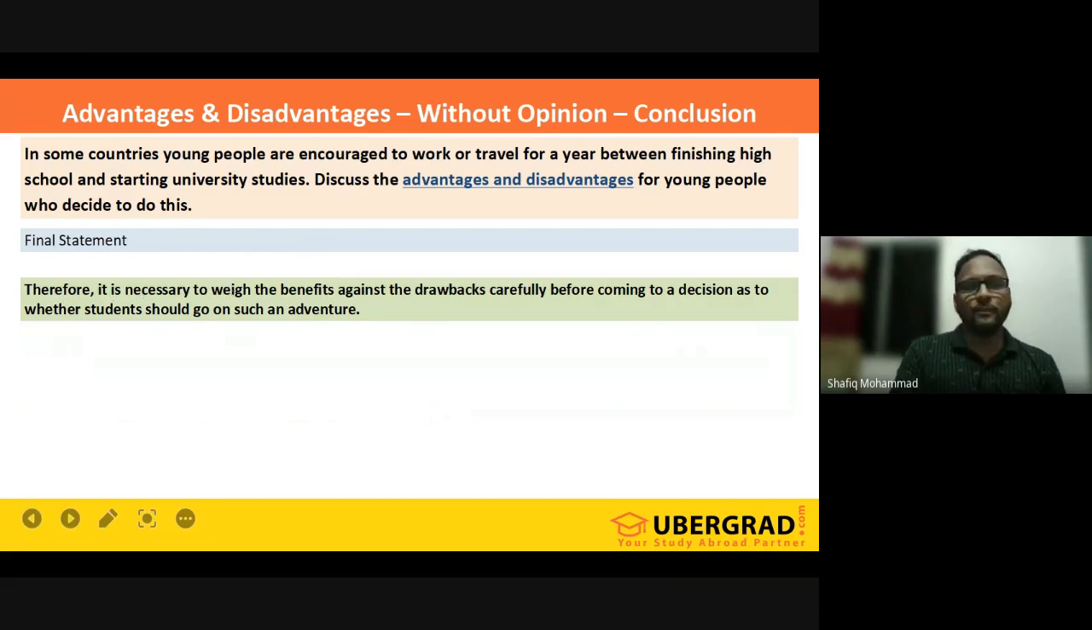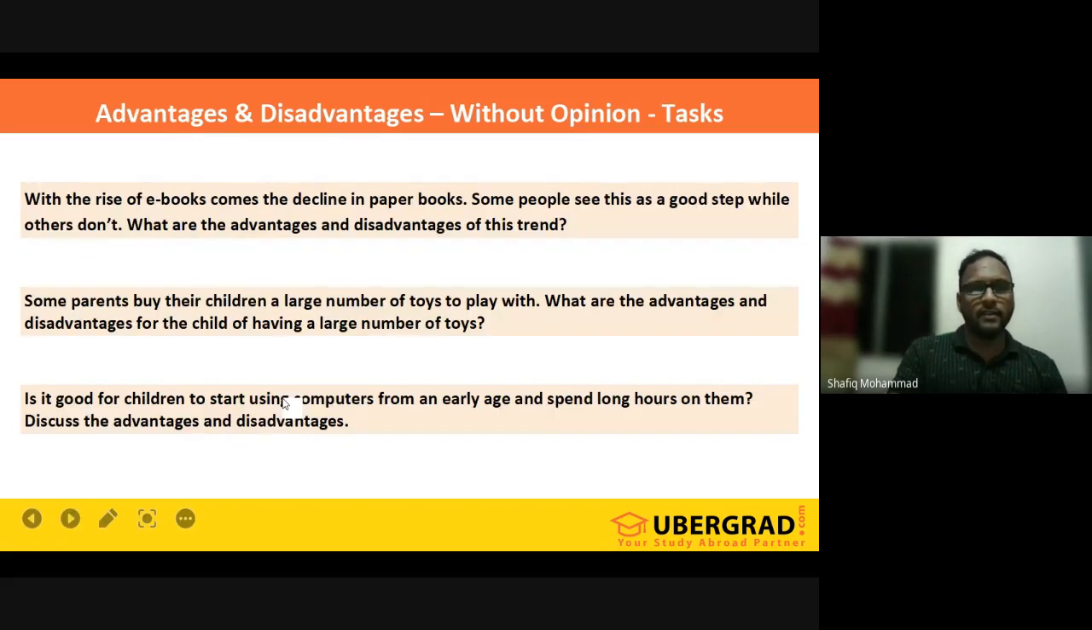Therefore, it is necessary to weigh the benefits against the drawbacks carefully before coming to a decision as to whether students should go on such an adventure. So again, you're leaving it to the reader itself. You're not biased. You're unbiased here. Whatever step you take regarding your studies and future, you need to take it carefully, deciding whether to go on such an adventure or not. Very beautifully said, isn't it?